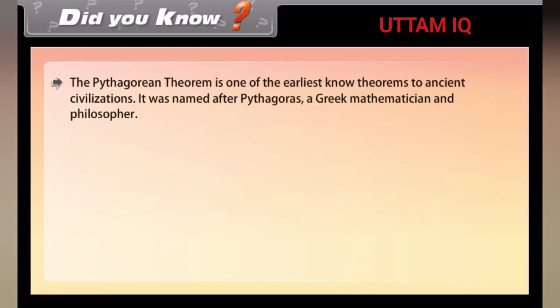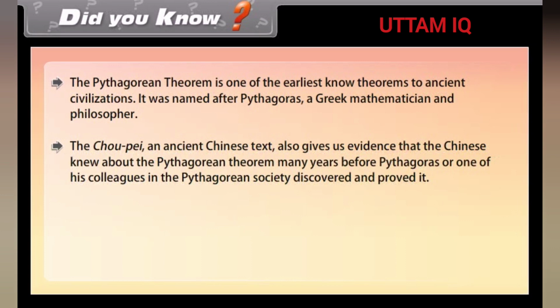Did you know? The Pythagorean theorem is one of the earliest known theorems to ancient civilizations. It was named after Pythagoras, a Greek mathematician and philosopher. The Chou Pei, an ancient Chinese text, also gives us evidence that the Chinese knew about the Pythagorean theorem many years before Pythagoras or one of his colleagues in the Pythagorean society discovered and proved it.